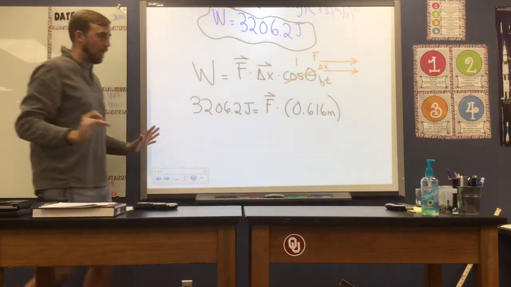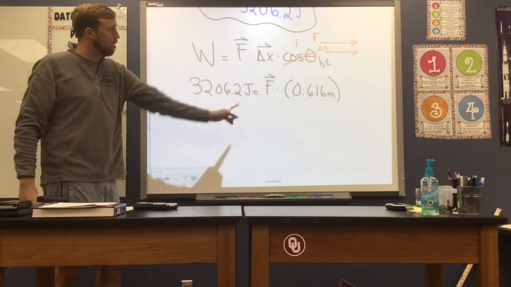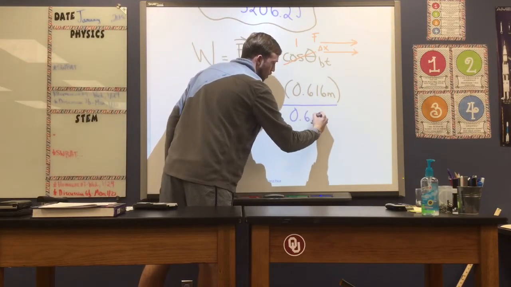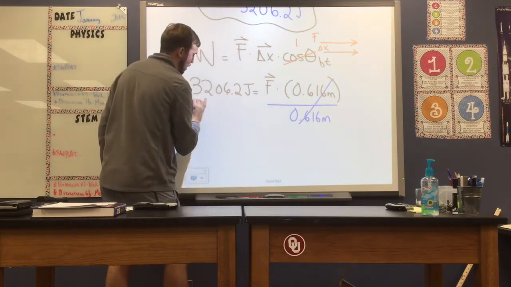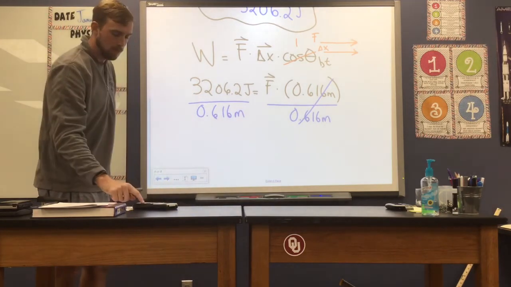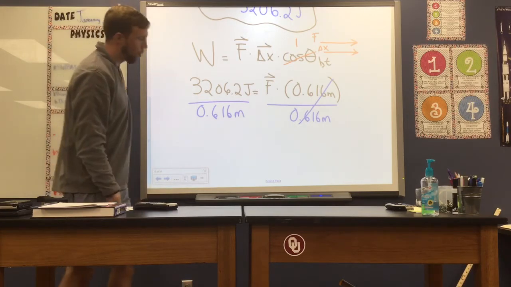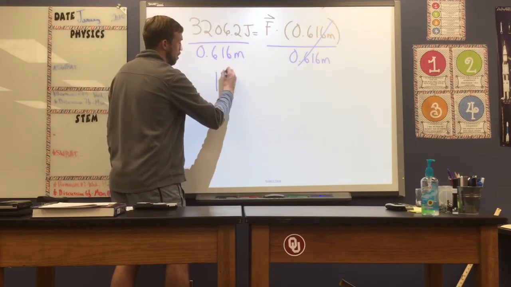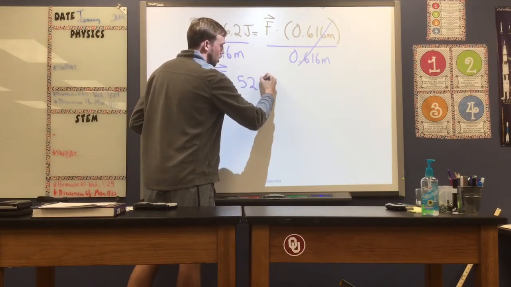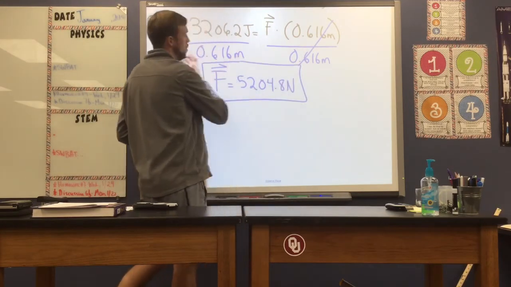Once we've set it up in this way, it's really a matter of getting force F by itself. To do that, we need to divide by our delta x, 0.616 meters, on both sides of our equation, which will make that value cancel out on the right-hand side. If we plug this in, we take 3,206.2 divided by 0.616. That gives me a force value, F, equivalent to 5,204.8. We're measuring a force here, so our unit should be newtons.